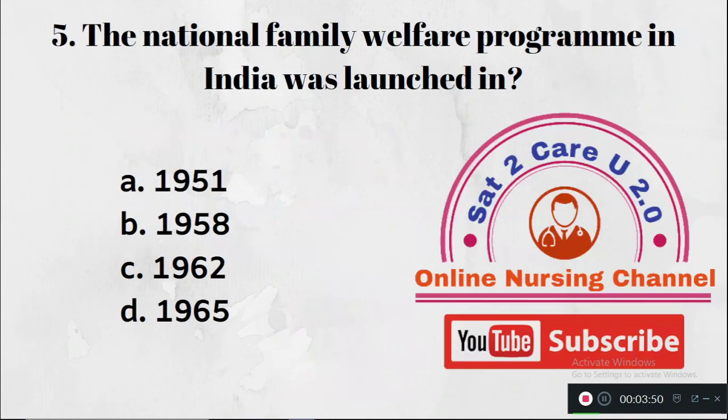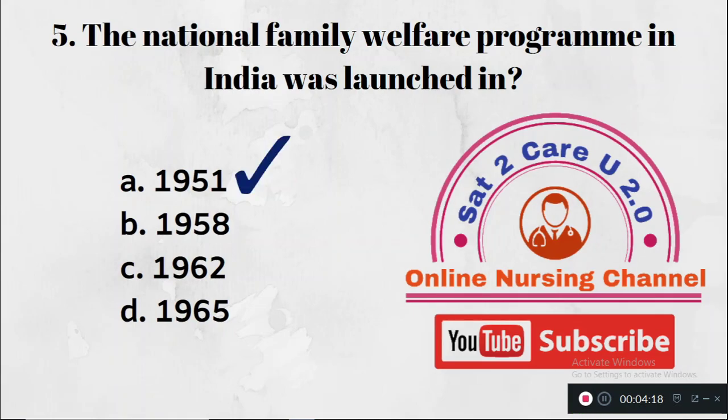Question number 5. The National Family Welfare Program in India was launched in which year? Option A, 1951. B, 1958. C, 1962. Option D, 1965. The National Family Welfare Program in India was launched in the year 1951 is right.